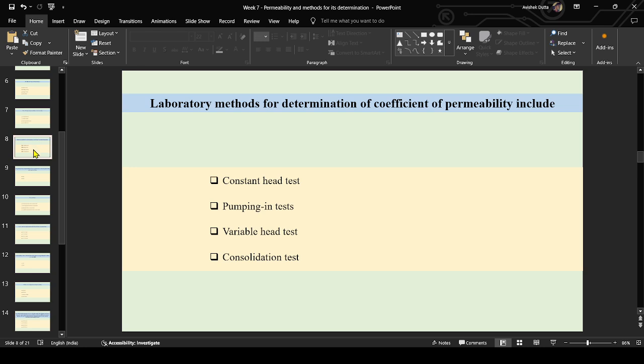Okay, I repeat the question. Laboratory methods for determination of coefficient of permeability include: first option, constant head test; second option, pumping in tests; third option, variable head test; and last option is consolidation test.